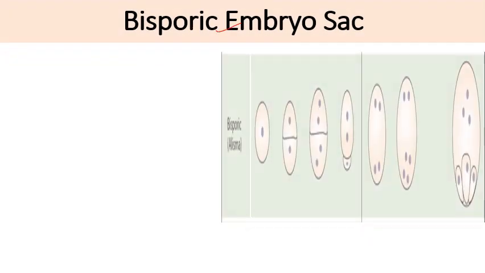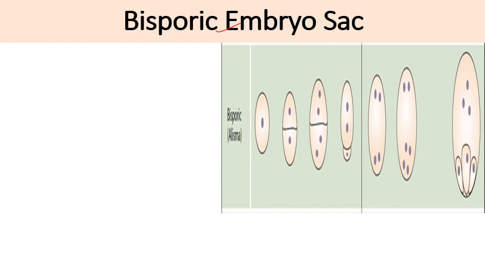Next type of embryo sac development is Bisporic Embryo Sac. As the name indicates, this occurs due to failure of cytokinesis after meiosis 2. So there is formation of 2 cells which contain 2 nuclei each. Out of these 2 cells, one cell with 2 nuclei will survive and the other will disintegrate, and this will result in formation of embryo sac.